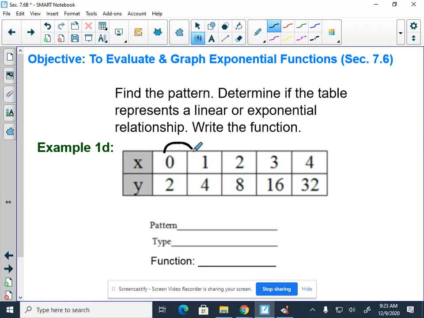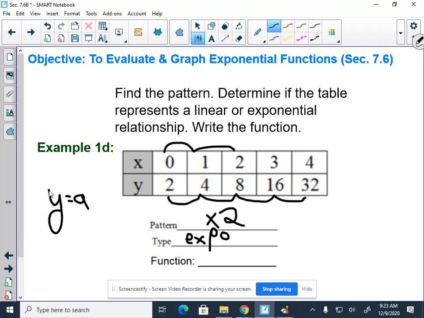Okay, all the x's are going up 1, up 1, up 1, so on and so forth. What's happening to the y's? Times 2. So the pattern is times 2. If it's multiplying, the type then becomes exponential. So A is the starting value. So the starting value is 2. B is what happens. It's times 2 for every x.